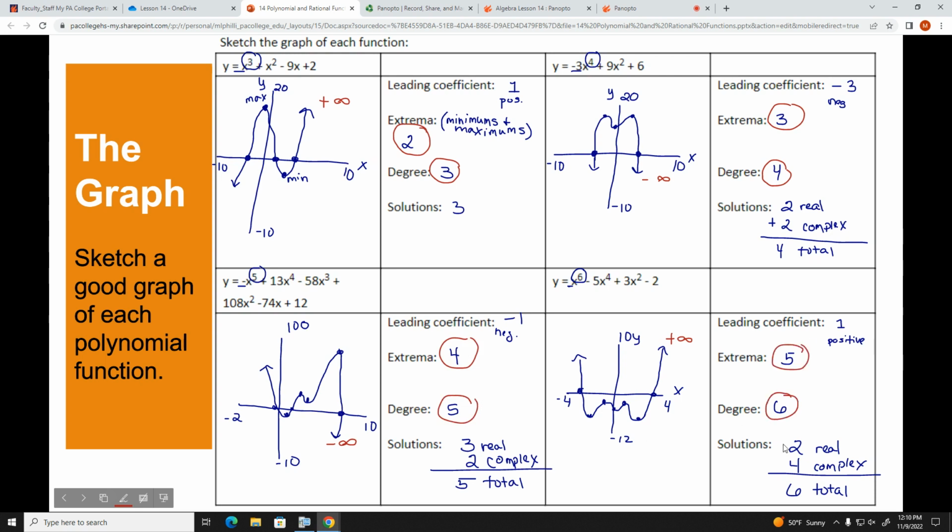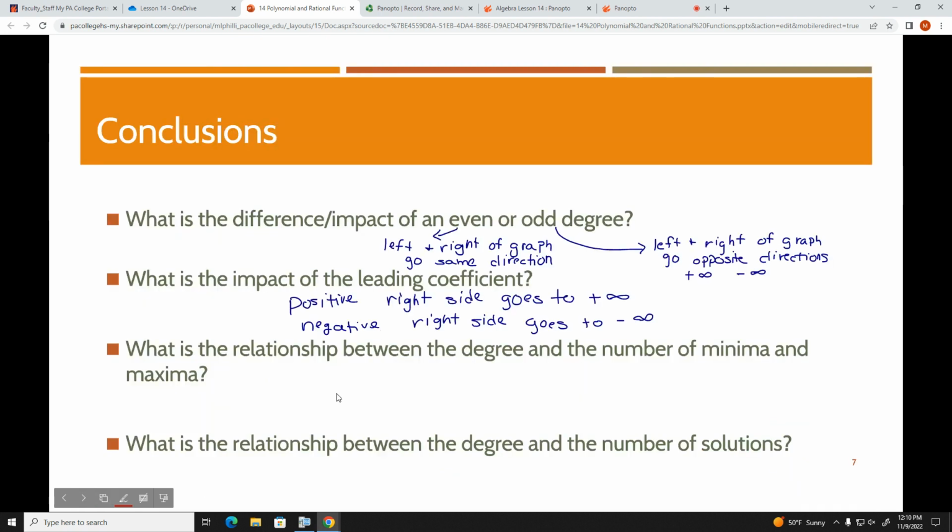And so in every case, the degree is literally 1 bigger. So the degree is equal to the extrema plus 1.